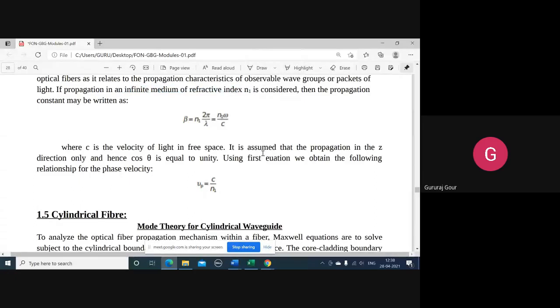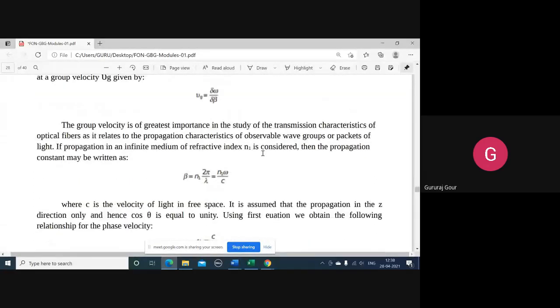Okay. So I have observed this particular context, what you discussed. Phase and group velocity is very much important. A short note has been asked many times.